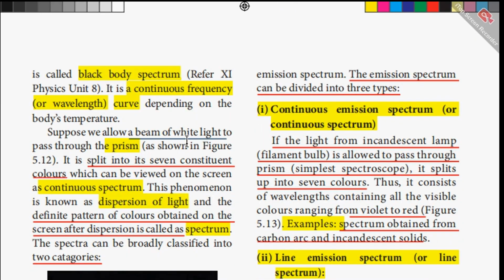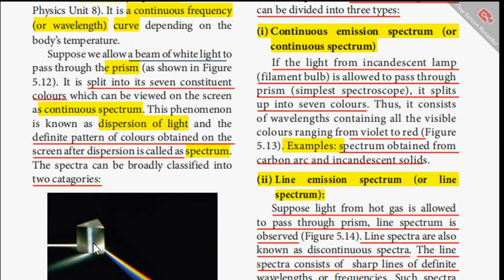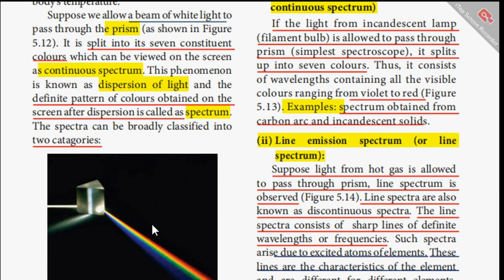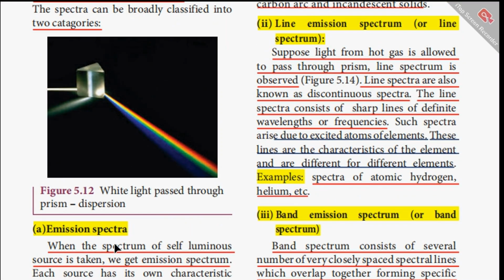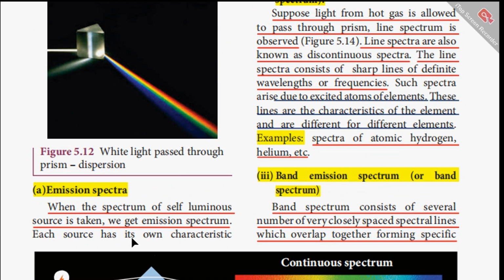Suppose we allow a beam of white light to pass through a prism like this. It will be split into its 7 constituent colors, which can be viewed on the screen as a continuous spectrum, as shown here. This phenomenon is known as dispersion of light, which you would have studied in your lower classes. The different pattern of colors obtained on the screen after dispersion is called a spectrum. It is nothing but a spectrum of colors. Spectra can be broadly classified into two categories, namely emission spectra and absorption spectra. First, let us study the emission spectra.